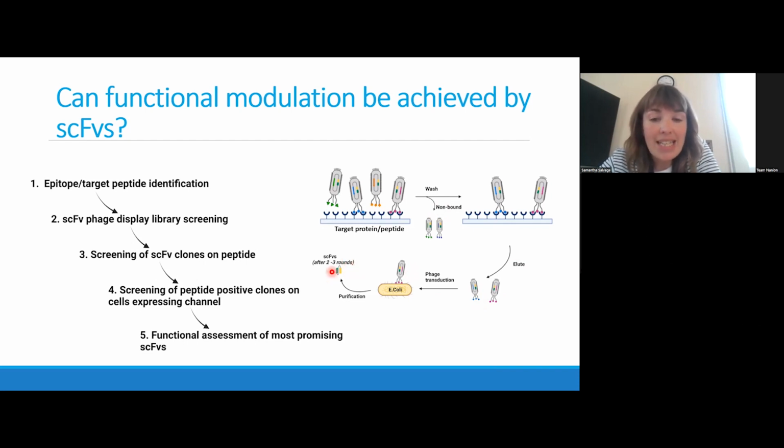We then undertake a selection of screening tests where we screen against the peptide against which it was generated, as well as the full protein expressed in stable cell lines. And then the most promising are taken forward for functional analysis.